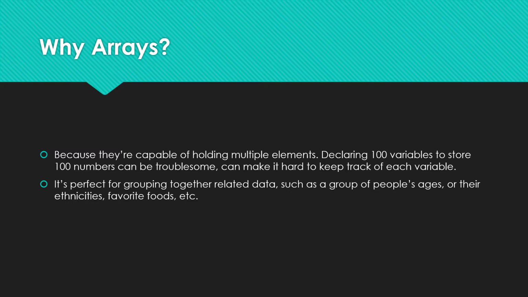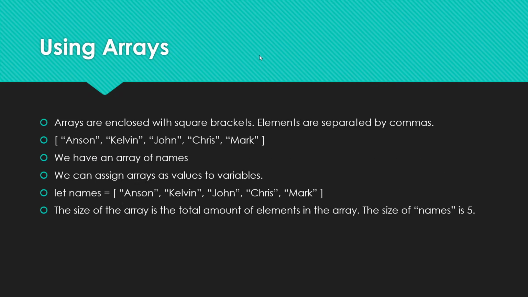Let's say you wanted a list of 100 numbers, or a list of names, or a list of all the people that bought from your store. You'd probably want to store those names, those strings, inside an array. It's perfect for grouping together related data, such as a group of people's ages, or their ethnicities, or their favorite foods, etc.